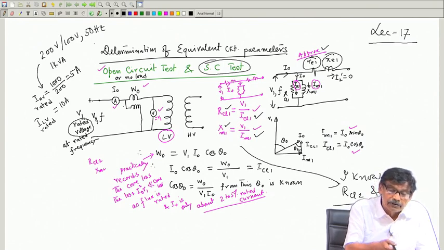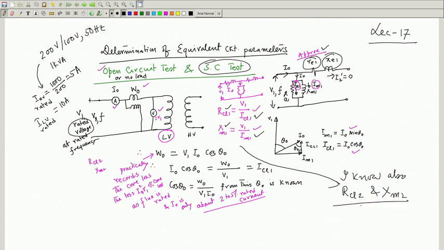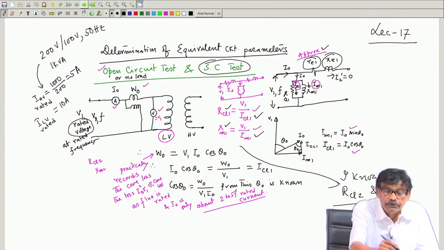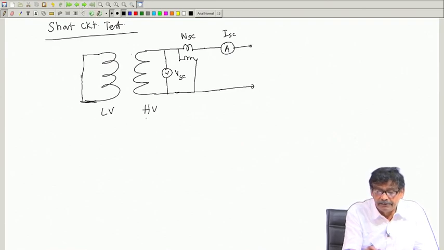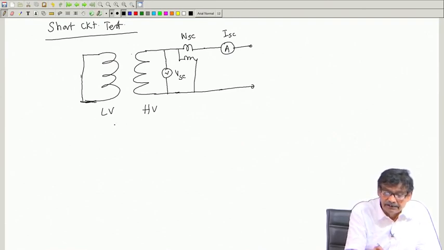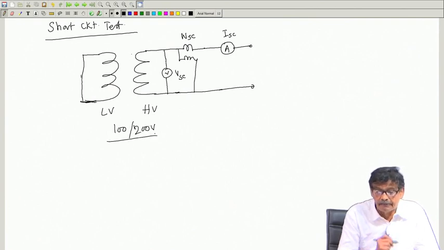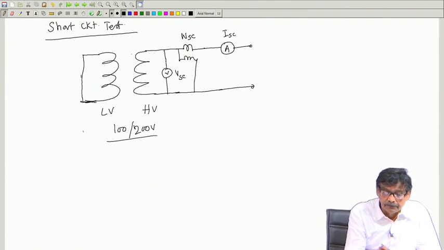Suppose for the same transformer I am now going to do the short circuit test. So, this time, what is the rating of the transformer? Rated voltage is 100 stroke 200 volt, okay, 1 kVA.